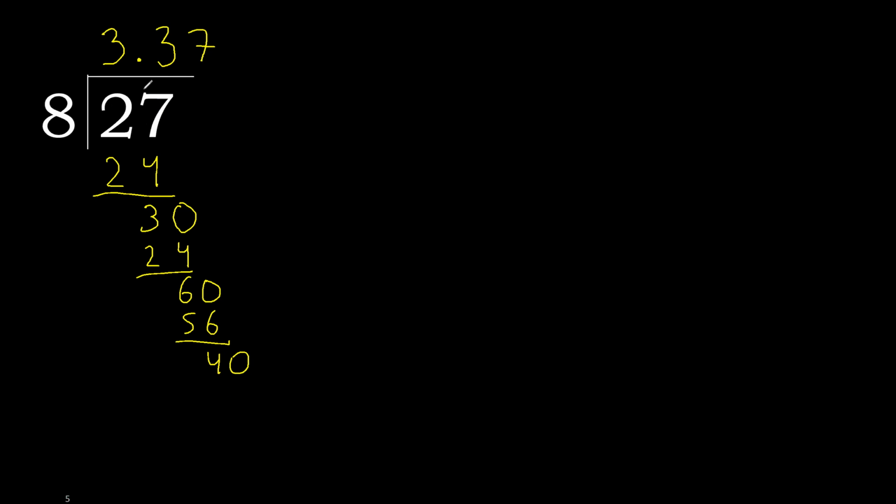40. 8 multiplied by 5. Subtract, 0. 0, therefore finish it. 27 divided by 8 is here. Okay.